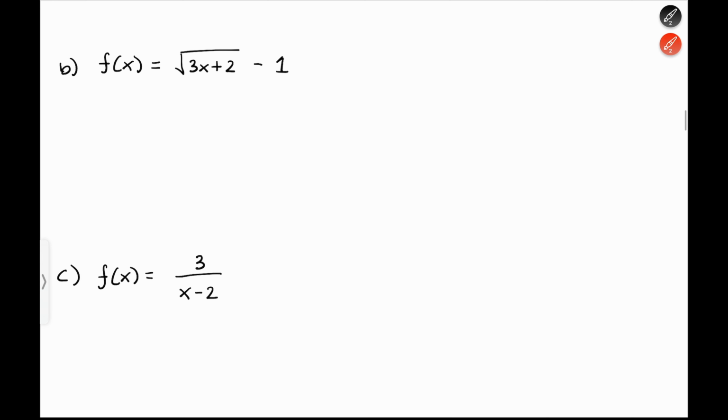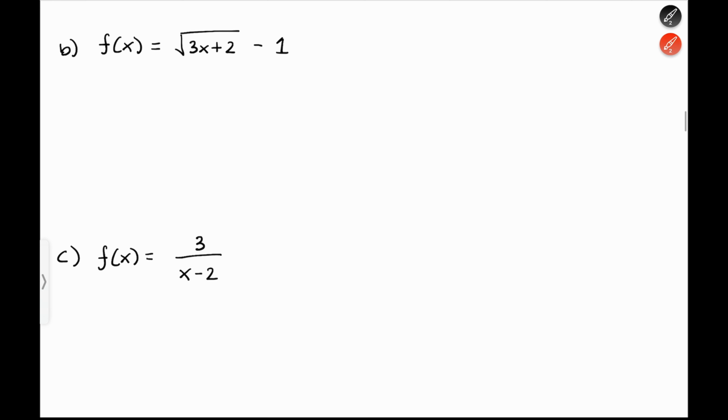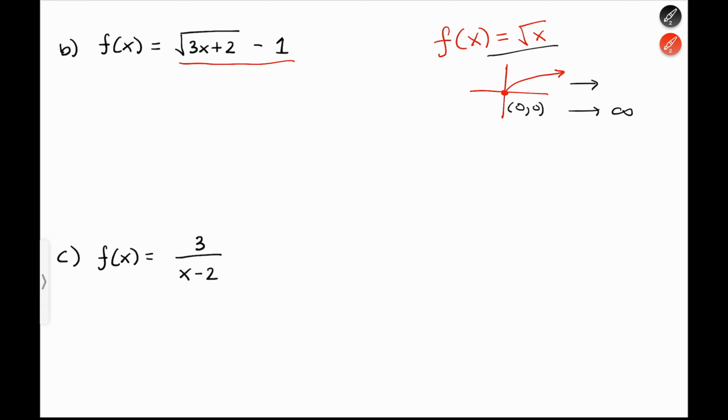Now this question is a little bit more involved, so I'm going to walk you through it slowly. So this is the function that we're looking at, and the original function for this, the original square root function, looks like this. It starts at 0, 0, and then it goes up like that towards the right side. So it starts from the point 0, 0, and it goes all the way to infinity. So for this function, the domain would go from 0 to infinity.